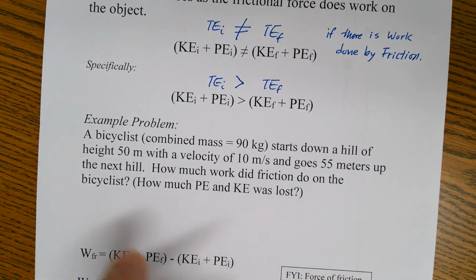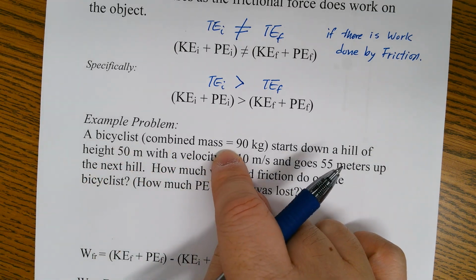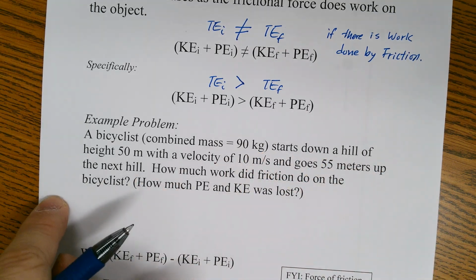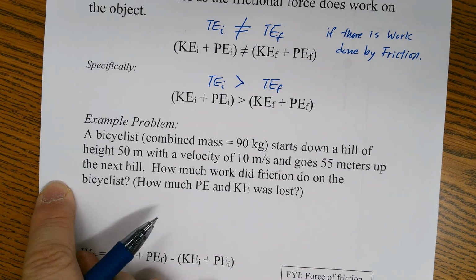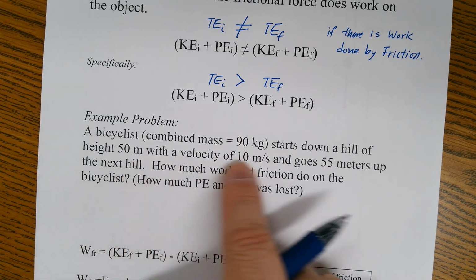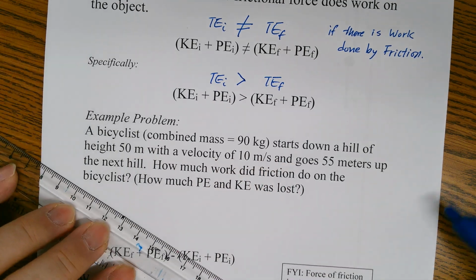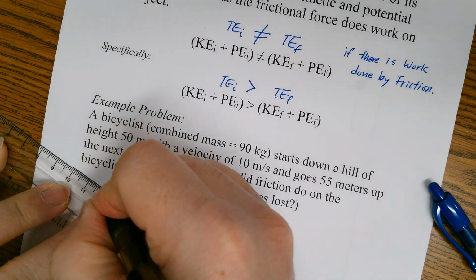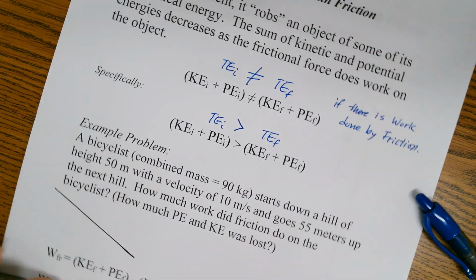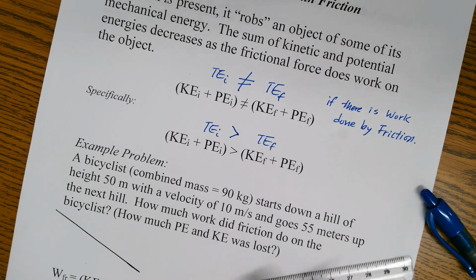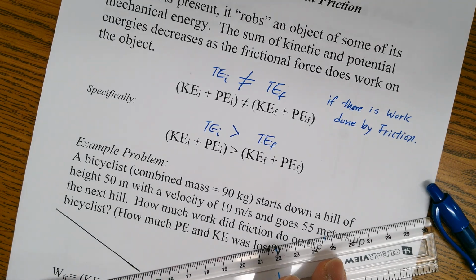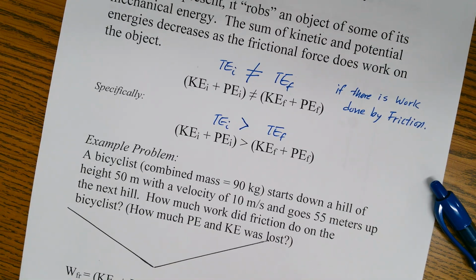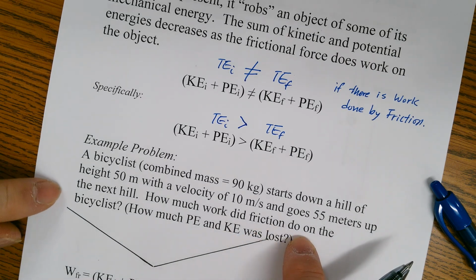All right? So a bicyclist, with combined mass of 90 kilograms, starts down a hill. So the bicyclist is starting from the top of a hill, height of 50 meters, with velocity of 10 meters per second. So here, we have a bicyclist and then goes up 55 meters up the next hill, right? How much work did friction do on the bicyclist?